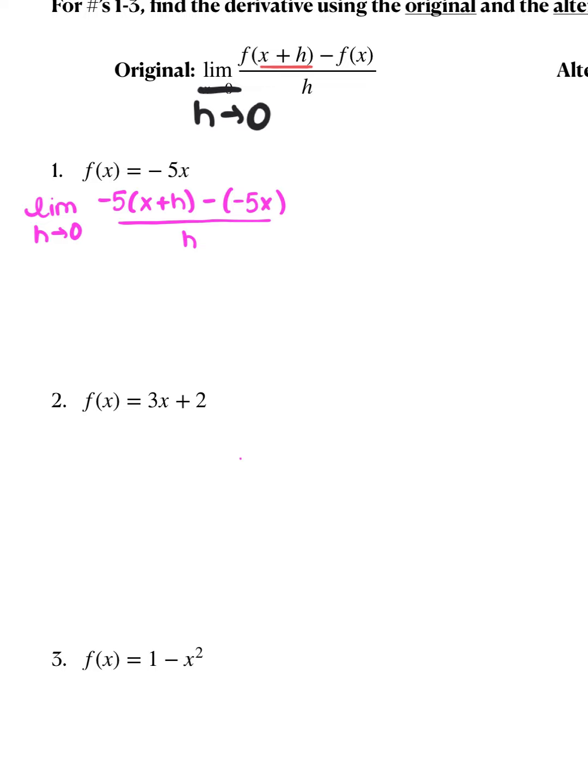So if I simplify up on top, that's now going to give me negative 5x minus 5h, and then we've got a double negative there, so now I'm going to have a plus 5x over h. And then what we should notice is happening is my negative 5x and my positive 5x cancel. And then also now I have this negative 5h over h. So my h's are going to cancel. And my final answer is just a negative 5.